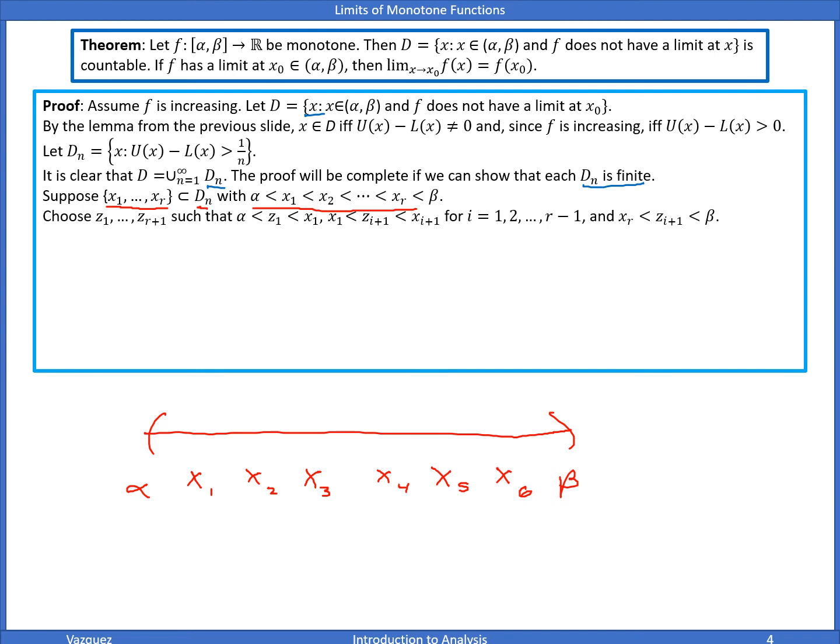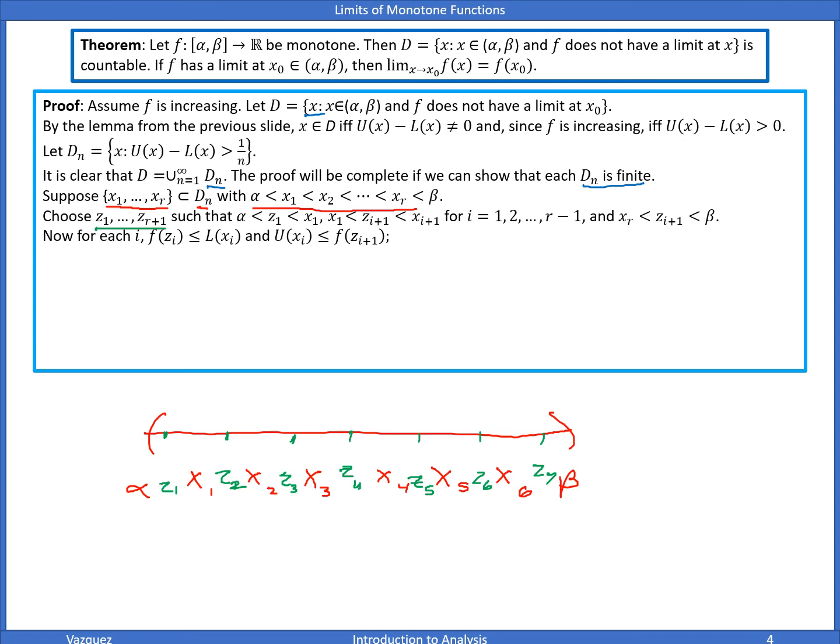But now we're going to choose Z1 to ZR plus 1 such that we wedge these values in here. So this is Z1. Between these 2 points, we're going to put Z2, Z3, so on and so forth, all the way to Z6, all the way to ZR plus 1, so Z7. That's what that line is saying. We're going to wedge those values in.